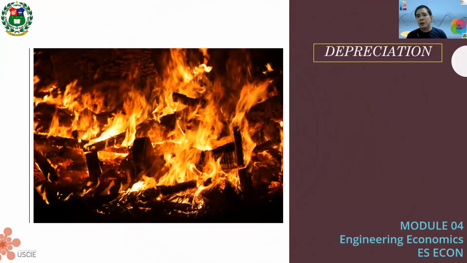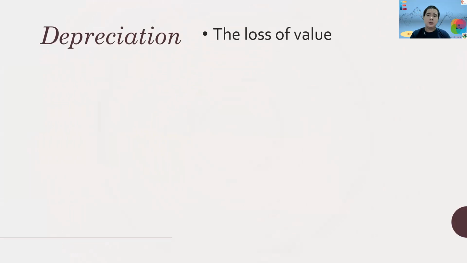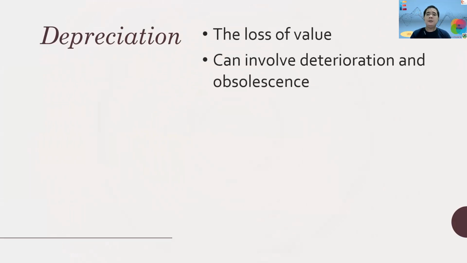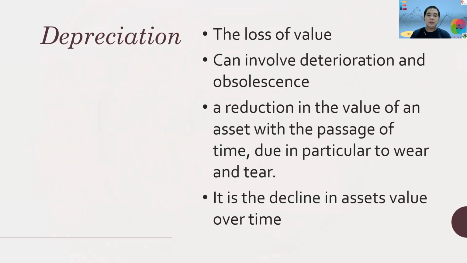So what is depreciation, by the way? And why do we need to cover it in our discussion on engineering economics? So, depreciation is the loss of value. It can involve deterioration and obsolescence. It is a reduction in the value of an asset with the passage of time due to particular wear and tear. So it is the decline in an asset's value over time. So basically it is a reduction in the book value of your equipment.